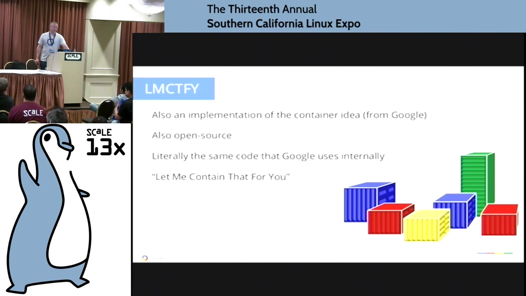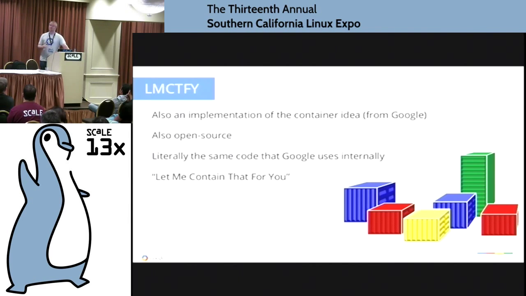So we talked about Docker as an implementation of containers. Let me talk real briefly about an alternate implementation of containers. Google produced something called Let Me Contain That For You. We released it shortly after Docker open sourced in 2013. Not at all intended to be a competition with Docker. We released it first and foremost to try to influence the discussion with the kernel people, right? It's also open source.